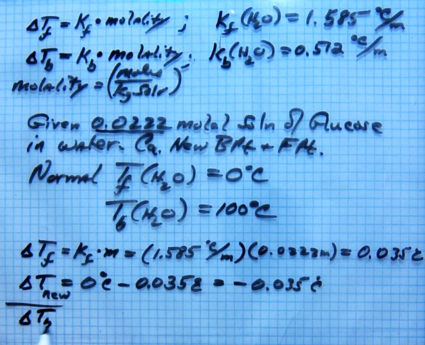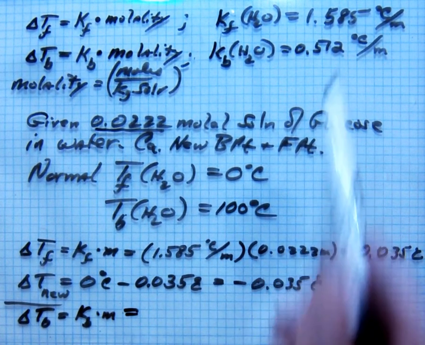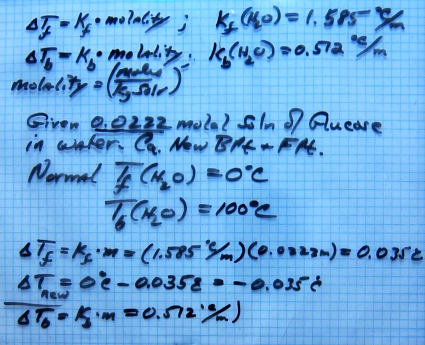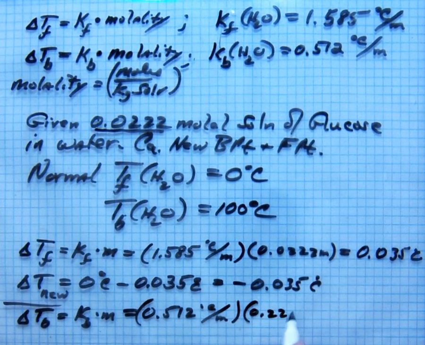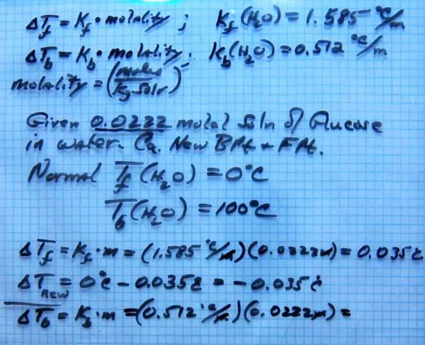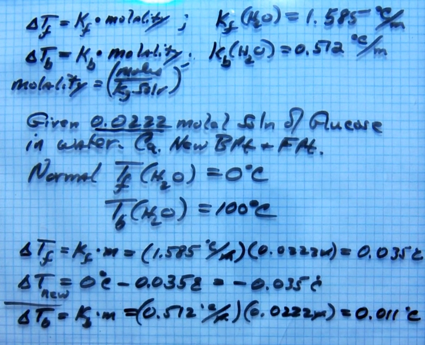Now the change in boiling point is done the same way, KB times the molality, and here's our KB number, it'll be given: 0.512 degrees C per molal, and 0.0222 molal. Molalities drop out as they did before, and so 0.011 degrees C increase. Now this is the colligative property.